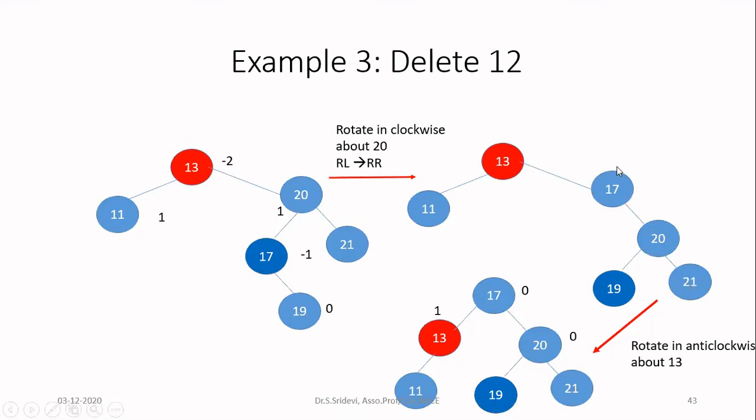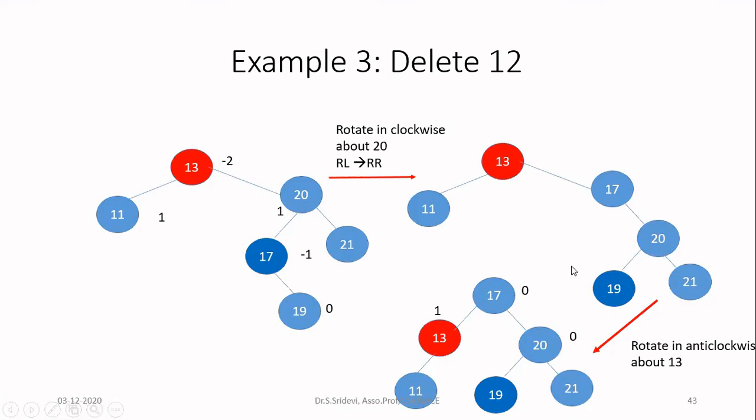So 17 is here. Next, before rotation, 17 was having 19 as a right child. But now in the newly rotated tree, 17 is having the right child as 20. So you cannot connect 19 as the right child of 17. We are going to connect this 19 to the node 20 only. With respect to 20, 19 is less, so it will be connected as the left child of 20. So we have done one rotation.